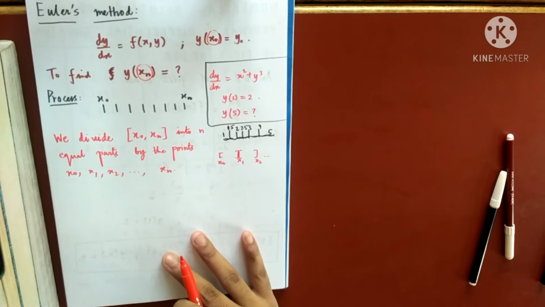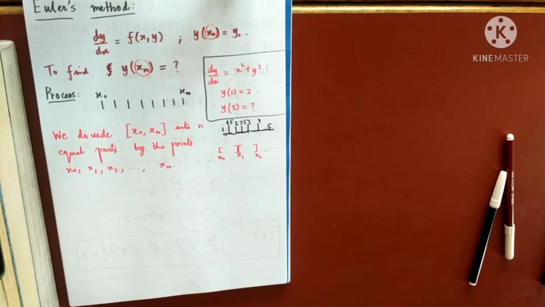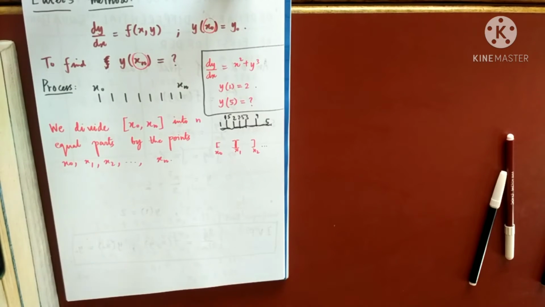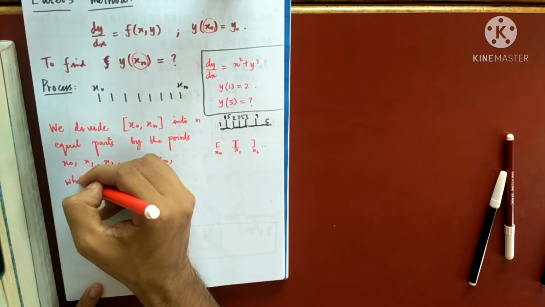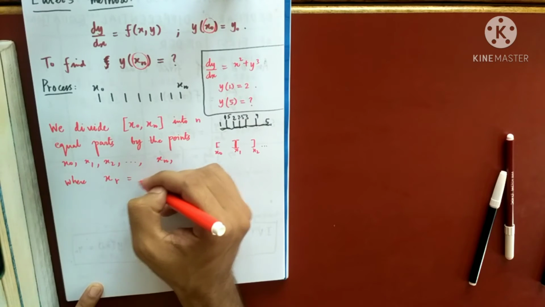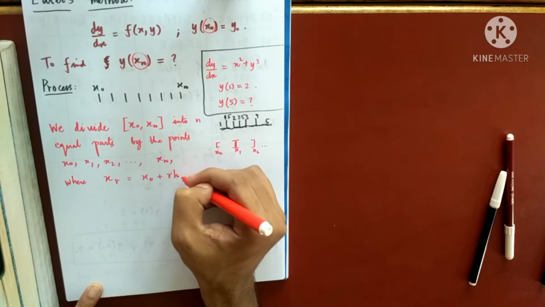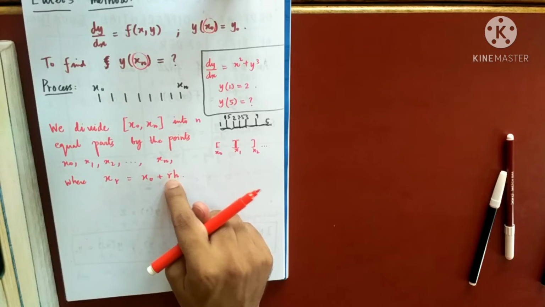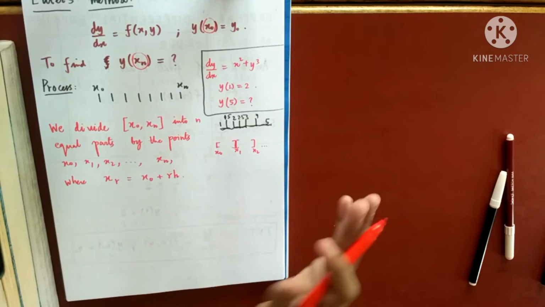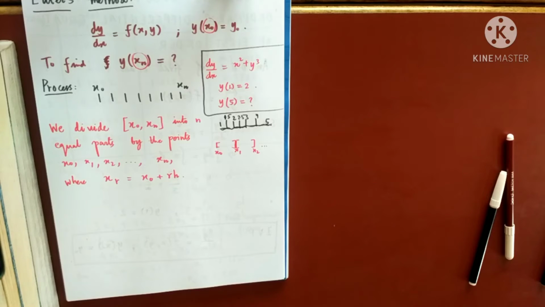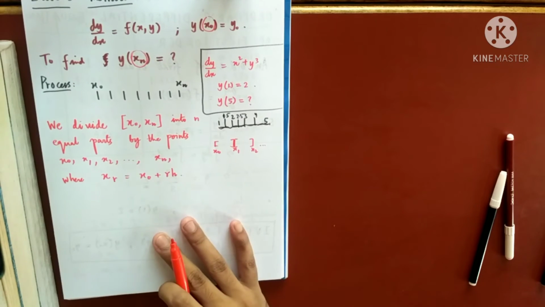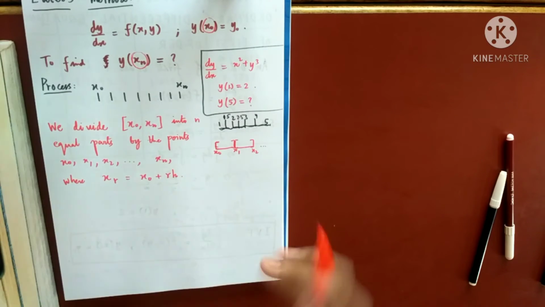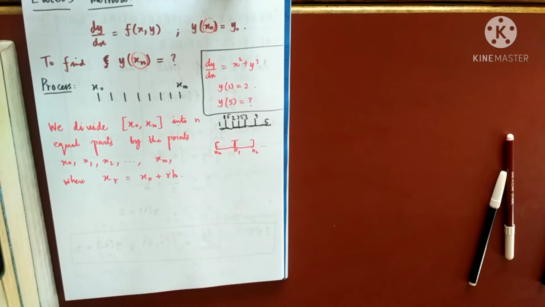So we divide this into n equal parts by these points. That is, there is some step length h, that is xr is x0 plus rh. That means the rth point is r times h plus x0. As simple as that. You already know the meaning of this. You have done this. So what we have done? We have divided the full interval x0 to xn into small intervals.